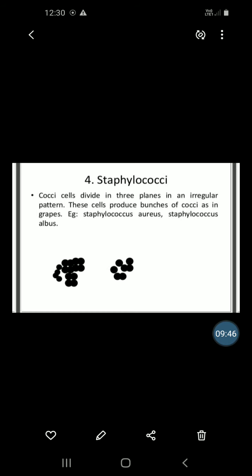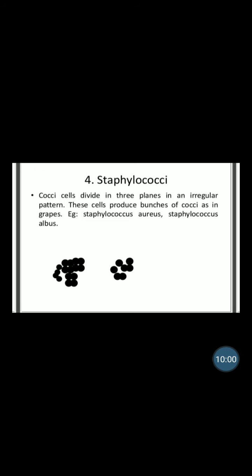Next, staphylococci. Cocci cells divide in three planes in an irregular pattern. These cells produce bunches of cocci, as in grapes. It means it is present in a bunch. For example, Staphylococcus aureus and Staphylococcus albus.